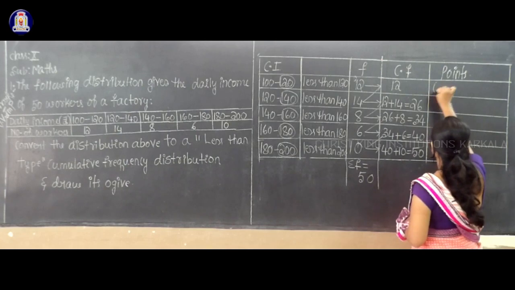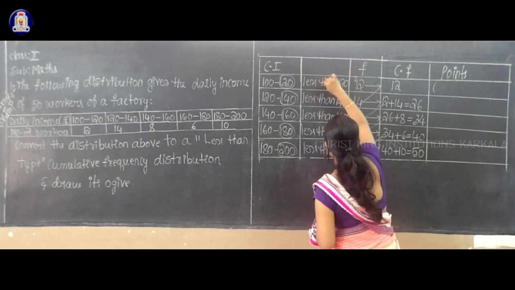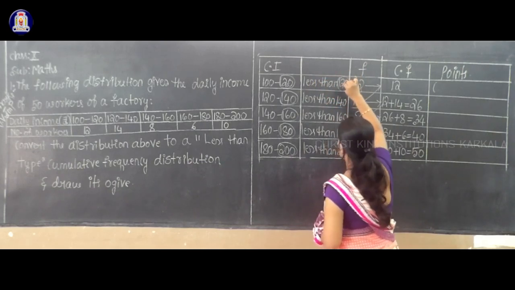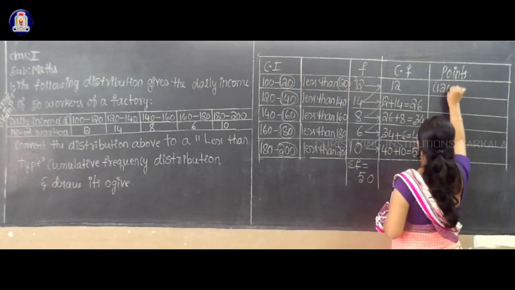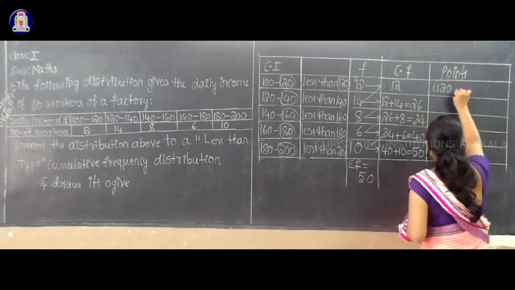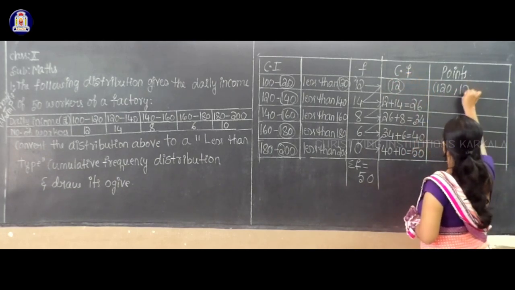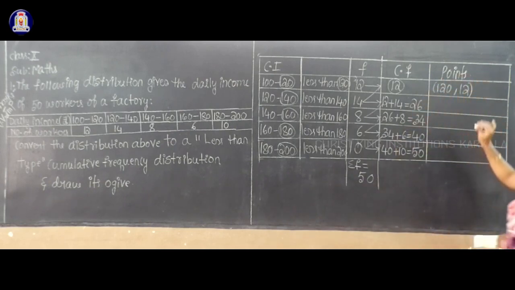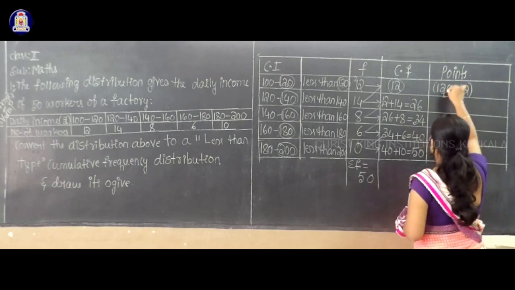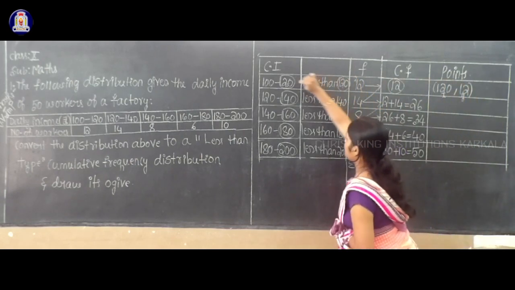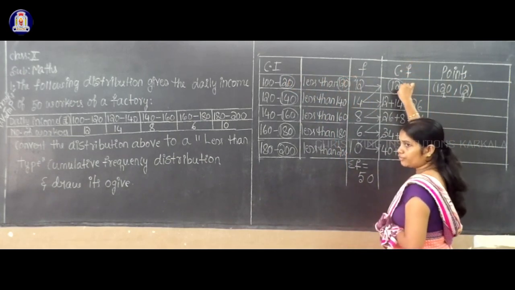Remember, first the x coordinate, that is nothing but less than 120, isn't it? This 120 is nothing but the upper limit, so that 120 you have to write first. So 120 comma, next the cumulative frequency number. What is the cumulative frequency number? 12. So this is your x coordinate, this is your y coordinate. The x coordinate must be the upper limit, and the y coordinate must be equal to the cumulative frequency.